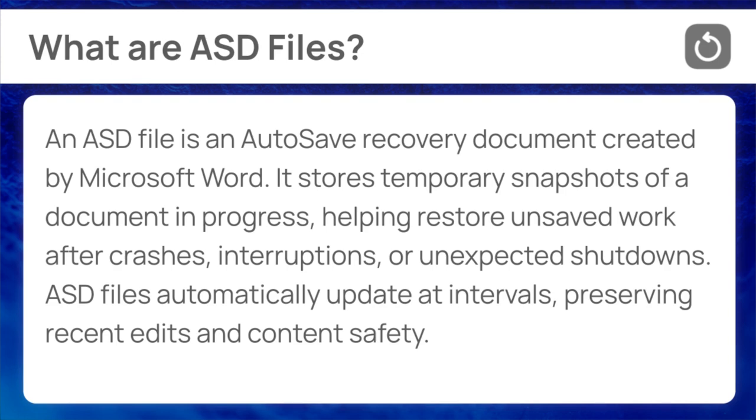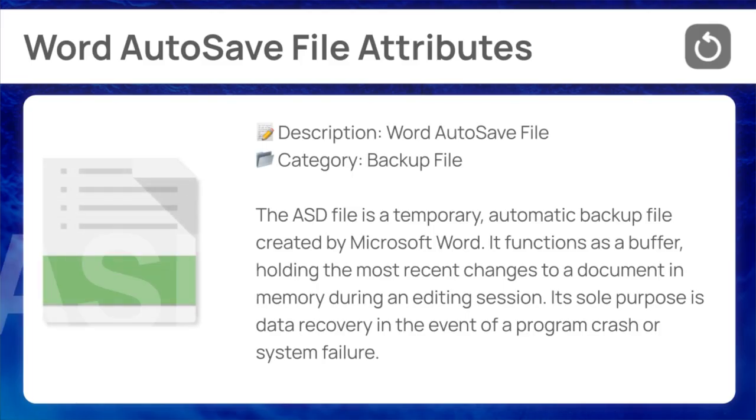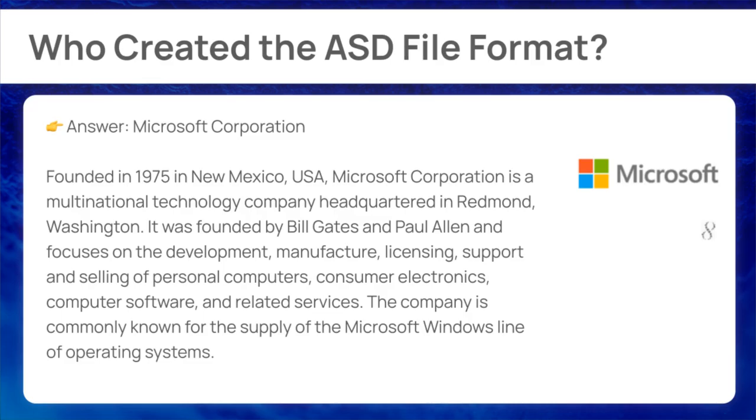The ASD file is a temporary automatic backup file created by Microsoft Word. It functions as a buffer, holding the most recent changes to a document in memory during an editing session. Its sole purpose is data recovery in the event of a program crash or system failure. Developed by Microsoft, the format is transient and unstructured.